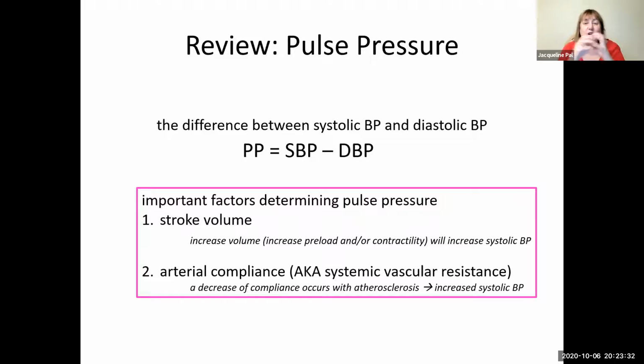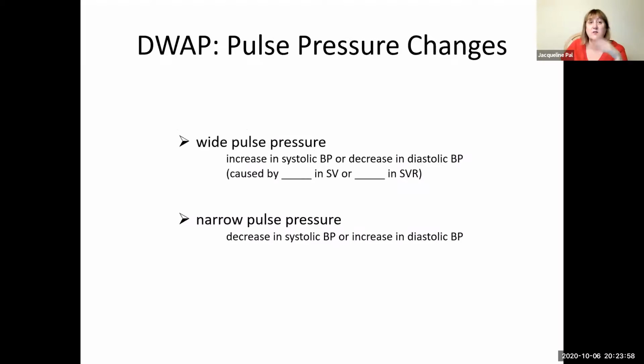In addition, we look at the blood vessels themselves and what kind of arterial compliance do we have, measured in things like systemic vascular resistance. So with hardening of the arteries, atherosclerosis, we would have less compliance, thereby giving us an increase in systolic blood pressure. So if we kept the diastolic blood pressure the same and increased the systolic blood pressure, as you can imagine, the pulse pressure would increase, or what we call widen.